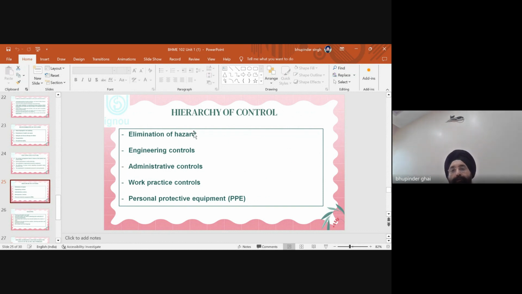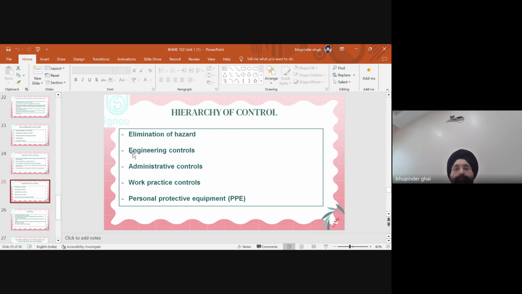The hierarchy of control: how control measures are put into place, and the different control measures by which you can eliminate the hazards or reduce the hazard or risk at the workplace. First is elimination of the hazard. Suppose the hazard is there at the workplace, the best thing is to remove the hazard. But most of the time it cannot be done. You cannot remove the hazard. So how to reduce it?